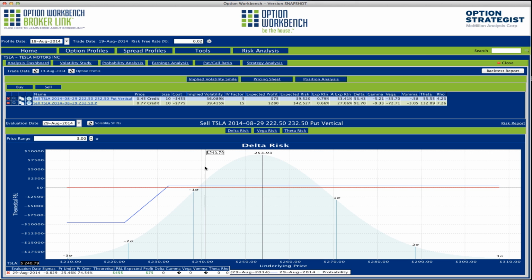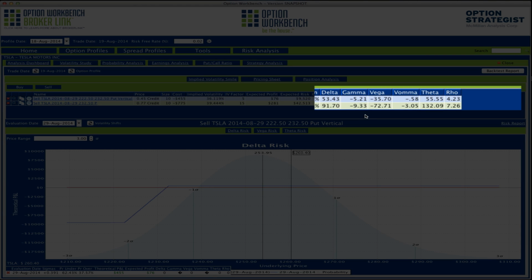There are a couple of things I still don't like about the put vertical. First of all, it raised my break-even point, and it's got this very steep downward slope on this profit curve going down to my max negative here. It didn't really do much for my delta. I'm still essentially long 53 deltas on the stock.